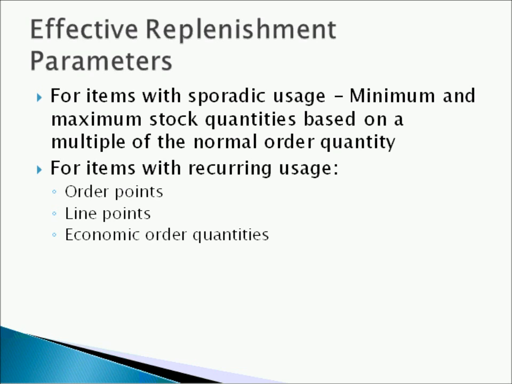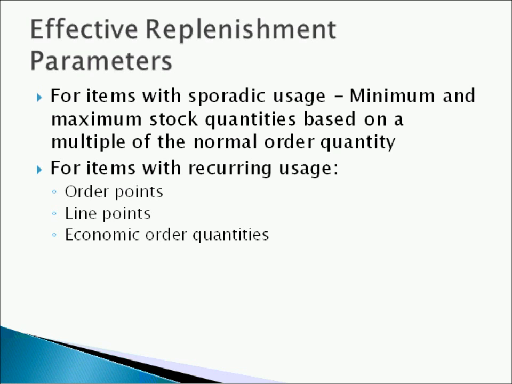But we have discussed some details on replenishment parameters for items with sporadic usage. I really suggest that you maintain minimum and maximum stock quantities based on a multiple of the normal order quantity, the normal quantity sold or used in one transaction. For items with recurring usage, these are items that you sell on a regular basis.